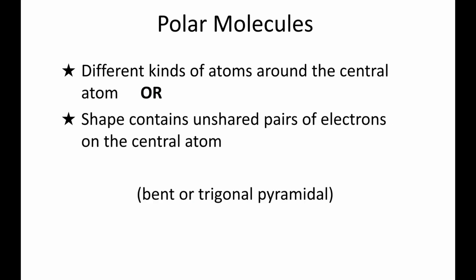Polar molecules, on the other hand, are a little different. There are different kinds of atoms around the central atom, or the shape contains unshared pairs, in other words, there are dots of electrons on the central atom. And these are the two polar shapes, bent or trigonal pyramidal.